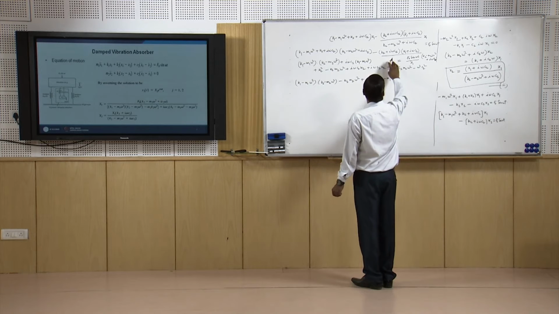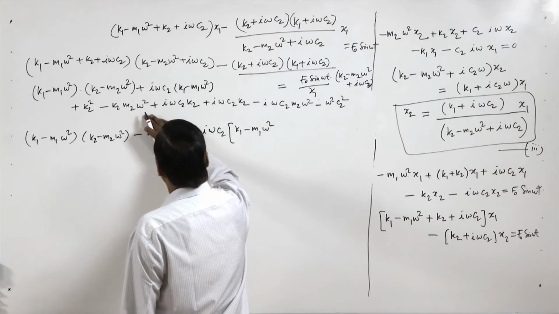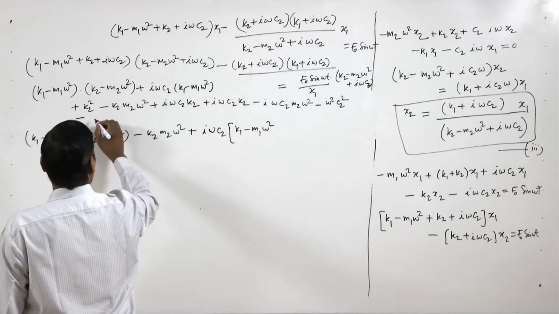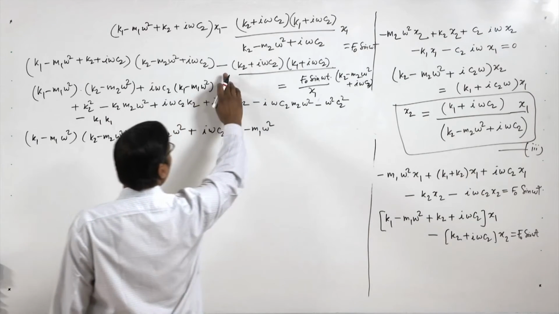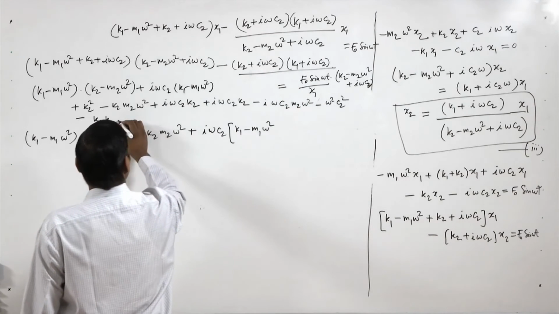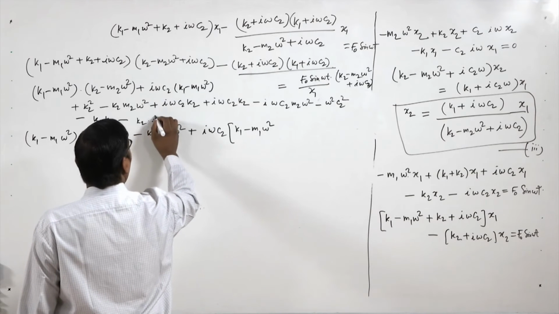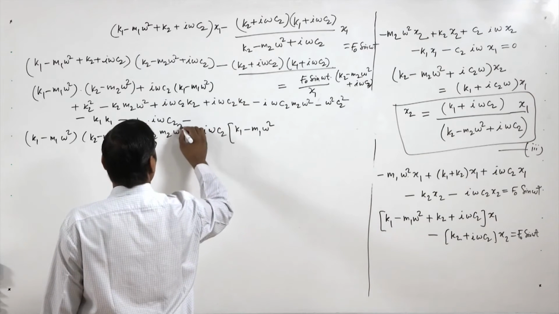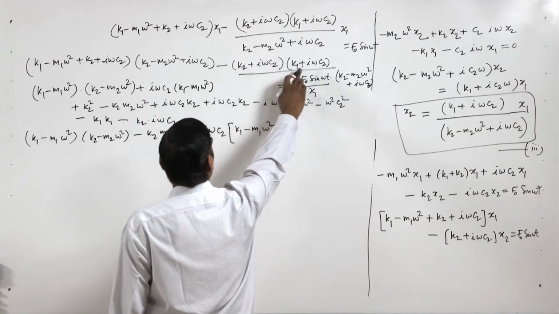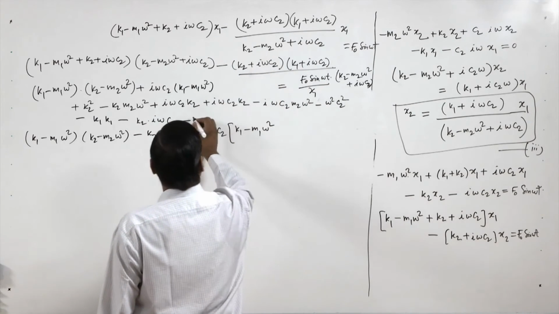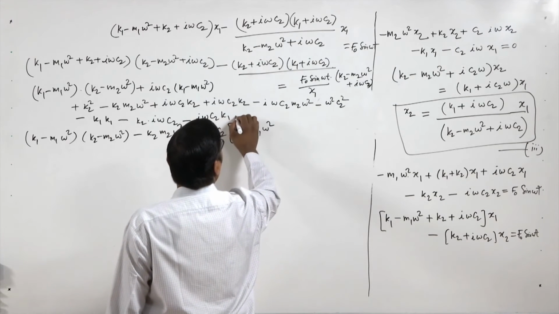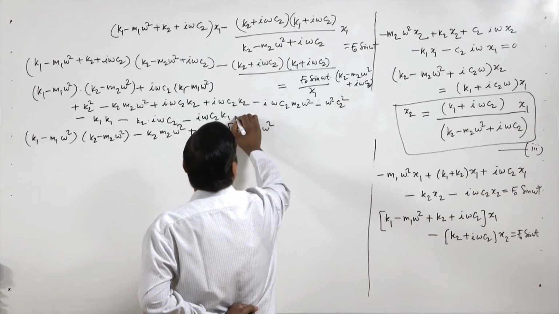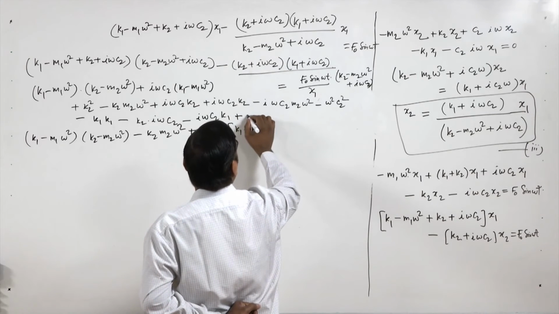So we can write here minus, so here k2 k1 and minus k2 into I omega c2, minus, so here minus k2 k1 and minus, then here minus I omega c2 k1 and then it is plus, minus I square, so it is plus omega square c2.